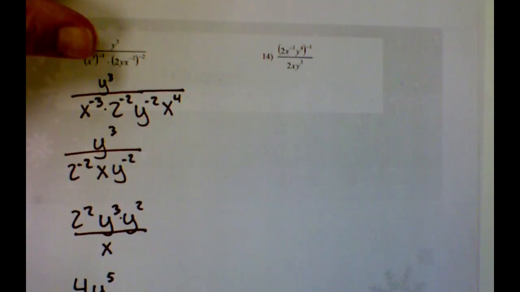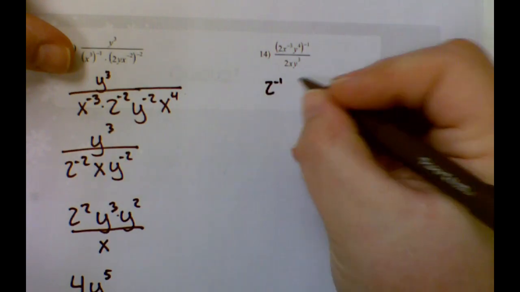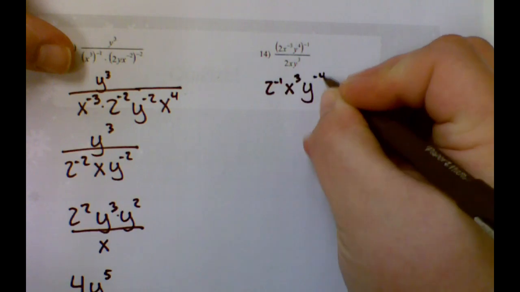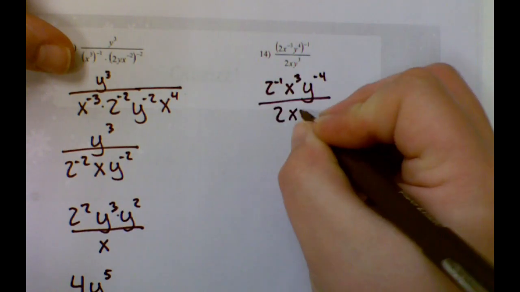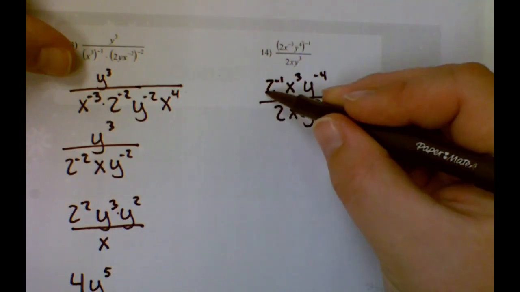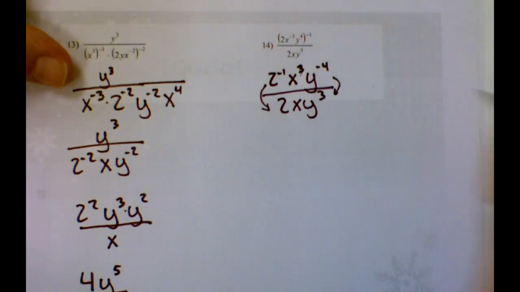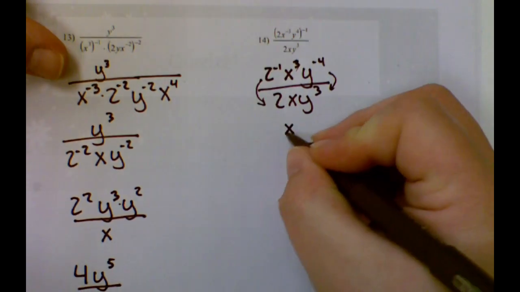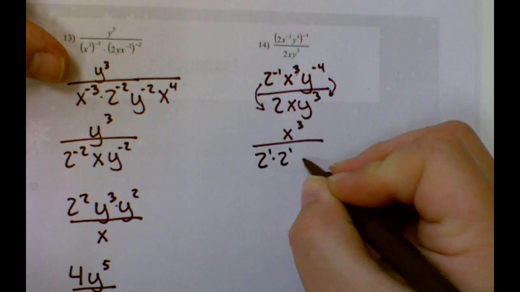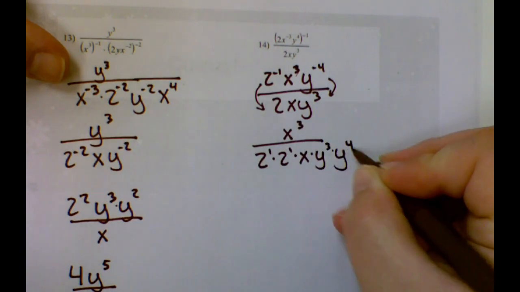And finally, number 14 here, we are going to do the same thing. We'll call it 2 to the -1st power, x to the +3rd power, y to the -4th power over 2xy cubed. Well, this 2 to the -1st power can drop down to the denominator. This y to the -4th power can drop to the denominator, leaving just an x cubed in the numerator. I have 2 to the 1st power times 2 to the 1st power times x times y cubed times y to the +4th power.